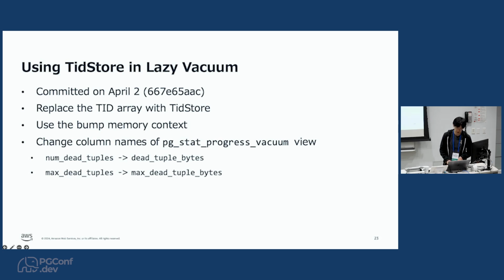And then the number of tuples no longer provides any meaningful insights for users. So we changed some of the column names of the pg_stat_progress_vacuum view. We had num_dead_tuples and max_dead_tuples, but from Postgres 17 we have dead_tuple_bytes and max_dead_tuple_bytes.